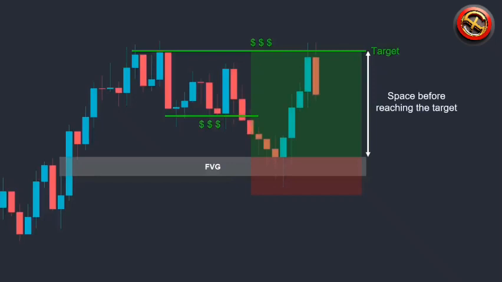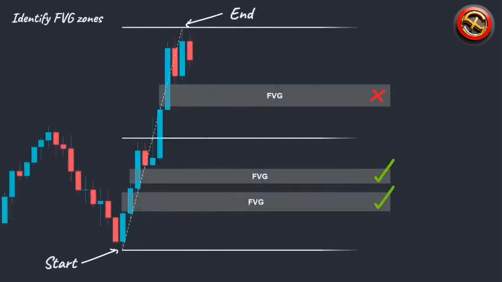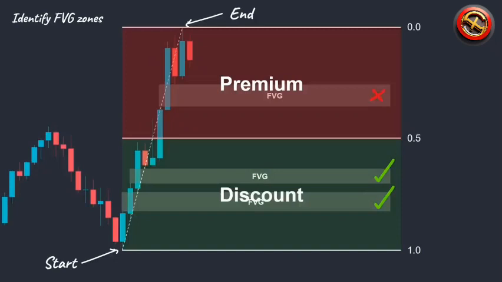The last step in analyzing the market structure in the higher time frame is to identify fair value gaps, which are going to be our trading zones. But as we mentioned earlier, after identifying the FVG zones, we use the Fibonacci retracement levels to identify the location of the zone. If we are bullish, we are only interested in the fair value gaps that are located in the discount zone. And if we are bearish, we are interested in the fair value gaps that are located on the premium side of the range.